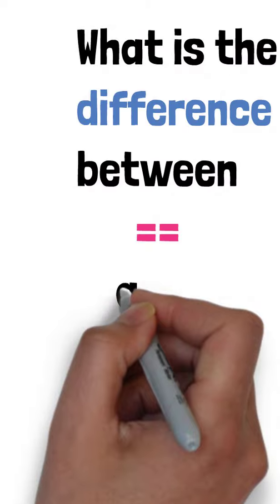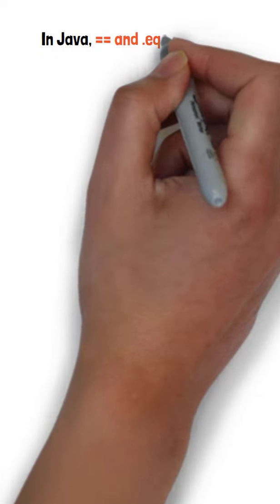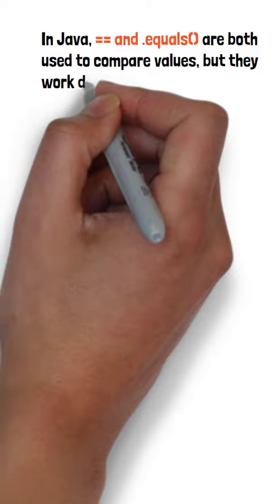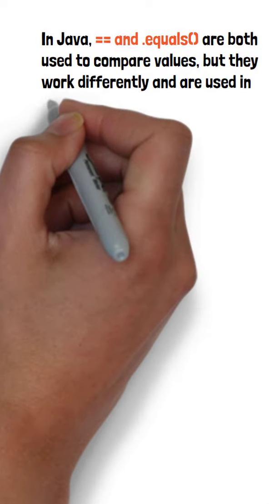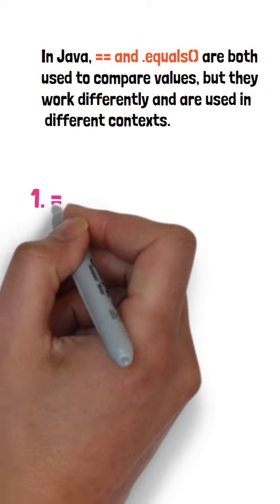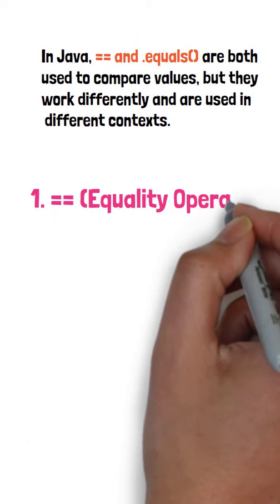What's the difference between double equal and dot equal method in Java? In Java, double equal and dot equal are both used to compare values, but they work differently and are used in different contexts. Let's see the equality operator, or double equal.